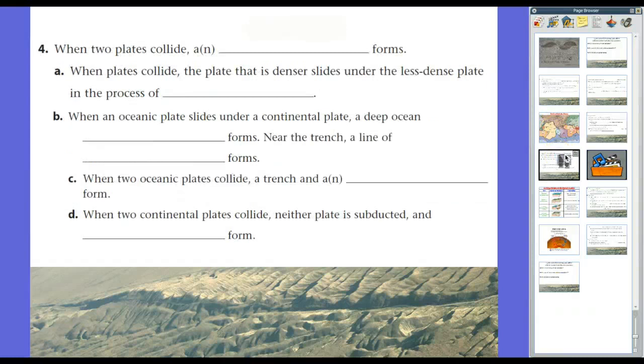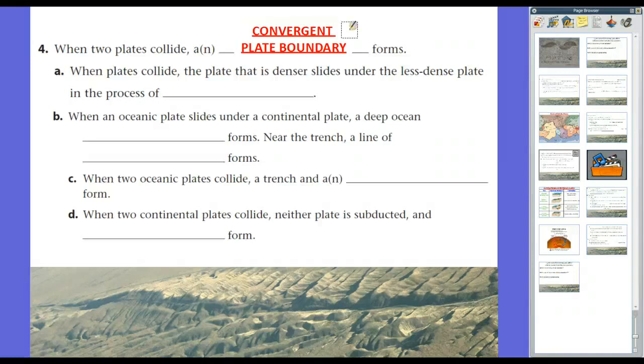When two plates collide, we have what's called a convergent plate boundary. Okay, which will form. So when plates collide, the plate that is denser, and which we know that the two types of plates are oceanic and continental.